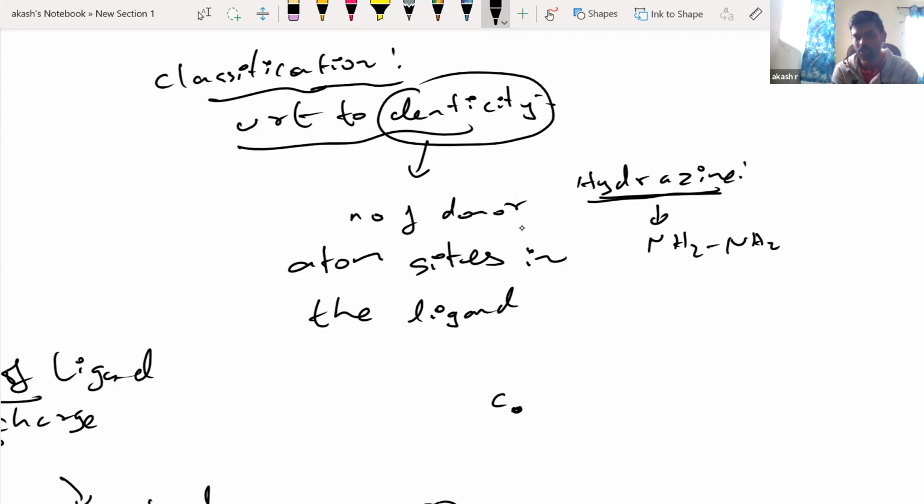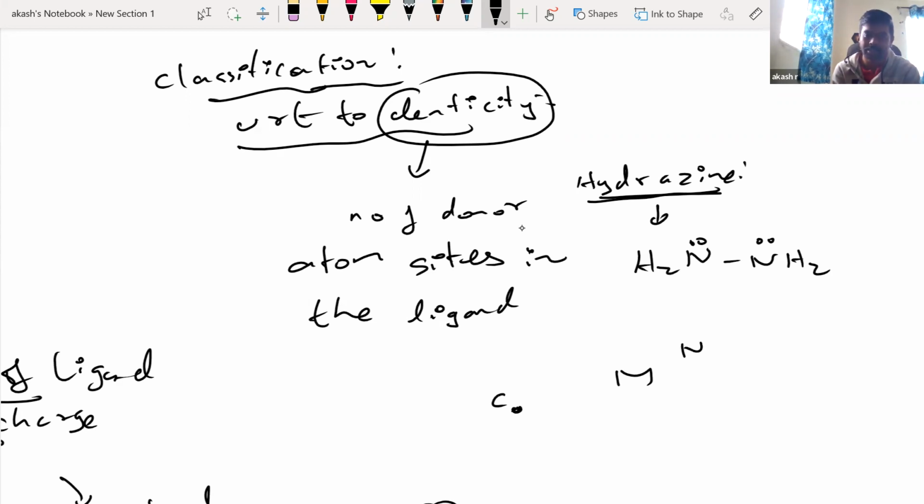That is the formula, right? NH2, NH2. Now, what do you understand? Let me write this properly. NH2-NH2. What are you seeing here? This nitrogen has a lone pair, and this nitrogen also has a lone pair. So now, say for example, I have a metal. Both nitrogens have a lone pair, obviously with 2 hydrogen atoms each, don't worry about it. Both of these can be donated to the metal atom.